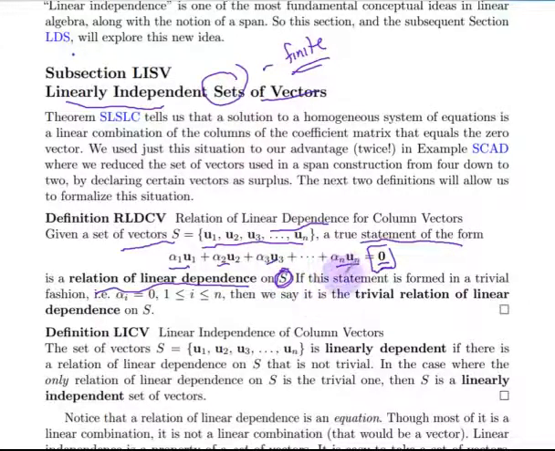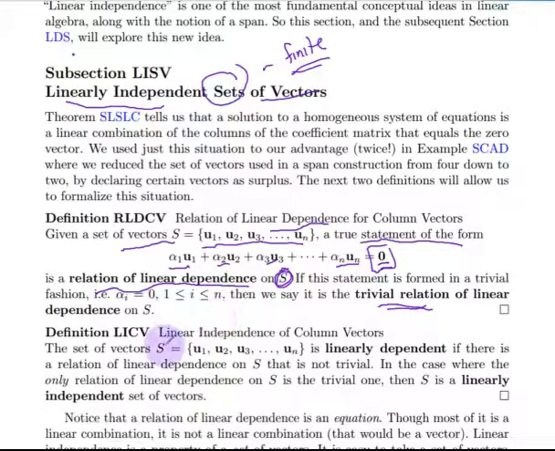All right, so if this statement is formed in trivial fashion, if all of the coefficients are zero, this is called the trivial relation of linear dependence. Now, usually we don't even consider that. Usually when we talk about a relation of linear dependence, we're only talking about the case where at least one of these coefficients is not zero.